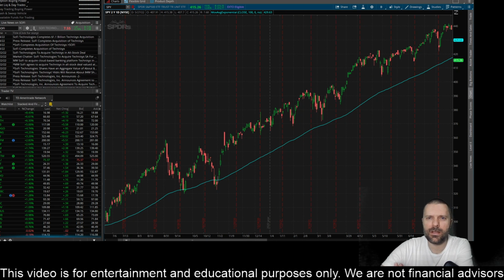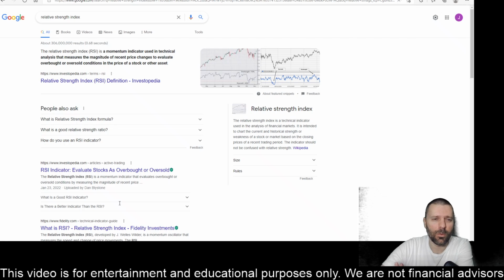I want to talk about using RSI to help you get into high quality trades. So what is RSI? A little snippet here from Investopedia. The Relative Strength Index, or RSI, is a momentum indicator used in technical analysis that measures the magnitude of recent price changes to evaluate overbought or oversold conditions in the price of a stock or other asset.